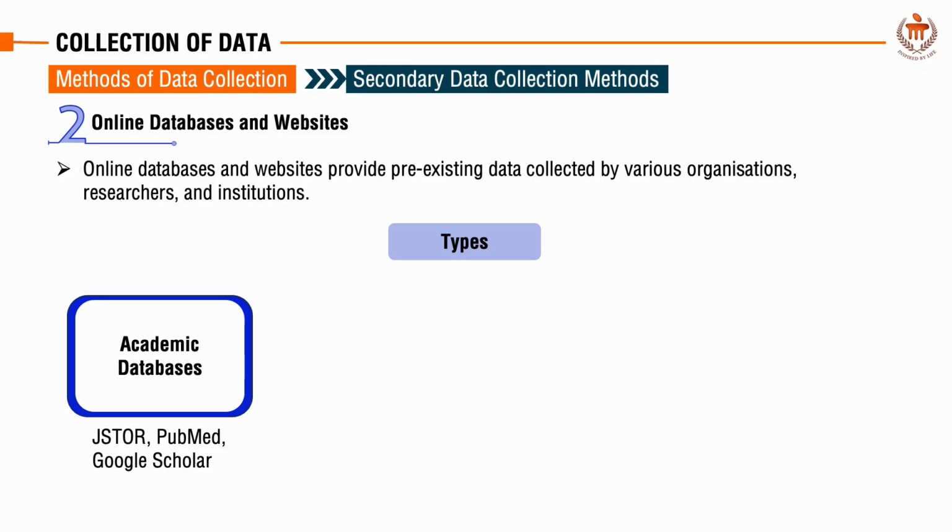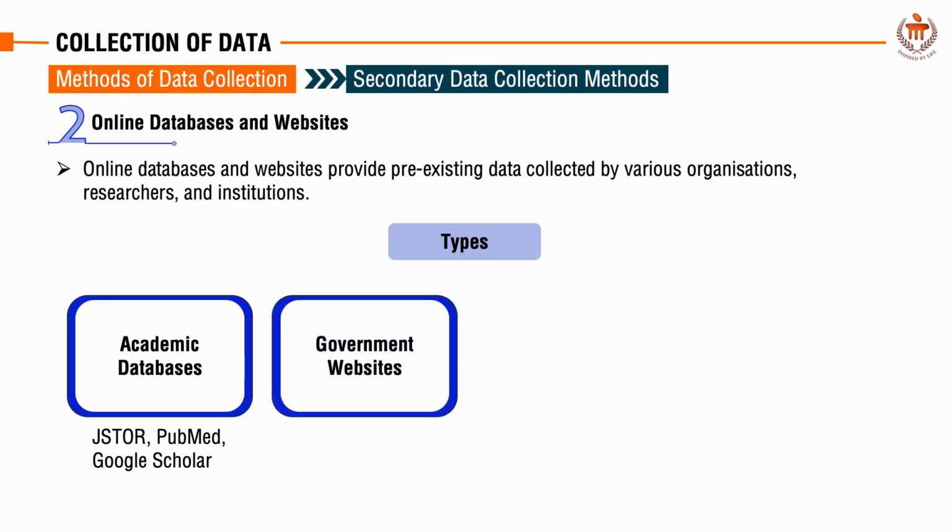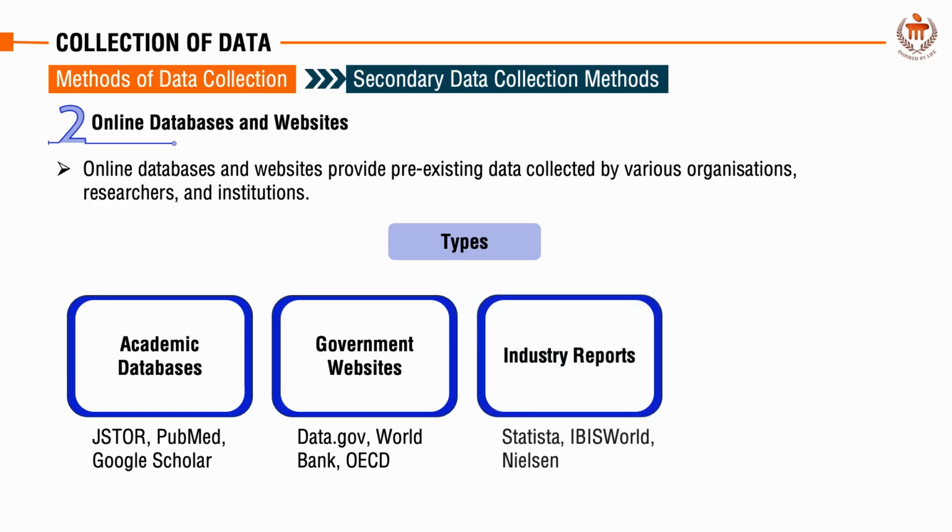research papers and scientific publications. Government websites like data.gov, World Bank and OECD provide official data sets, economic indicators, and public policy reports, often focused on social and economic topics. Industry reports from sources such as Statista, IBISWorld, and Nielsen offer market analysis, trends, and consumer behavior data, which are particularly useful for business and market research.